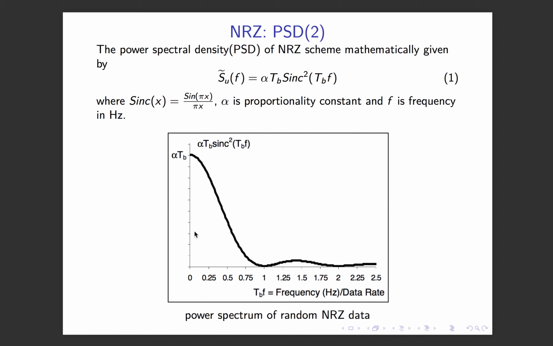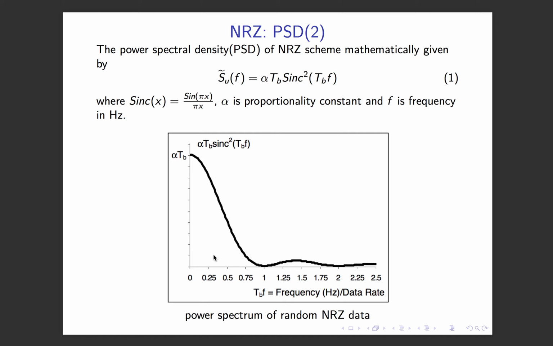Now, we haven't done the rigorous calculation of how we get the power spectral density of NRZ, but if you are really interested, there are a lot of communications books you can check on how to calculate the PSD for NRZ. This is the power spectral density for the NRZ scheme. This is a sinc function, and the definition of the sinc function is given here. If you look at the plot, you can see that around very low frequencies most of the energy is concentrated in the NRZ scheme.